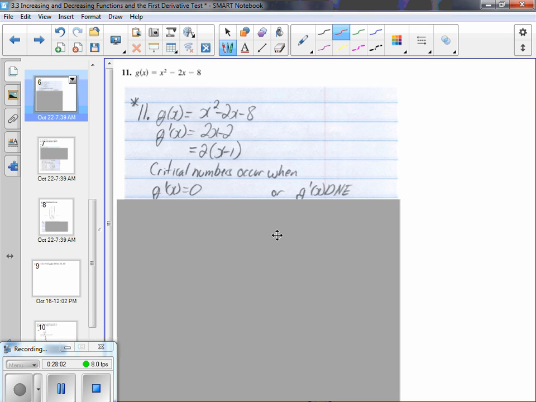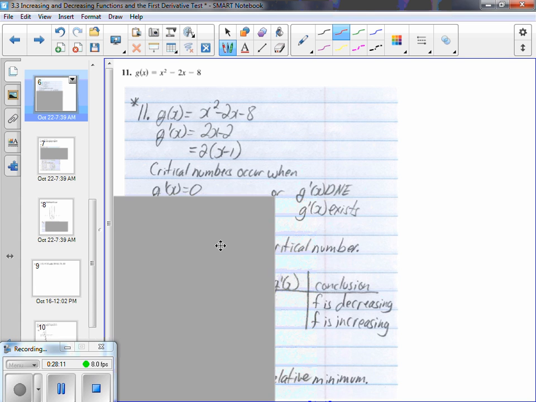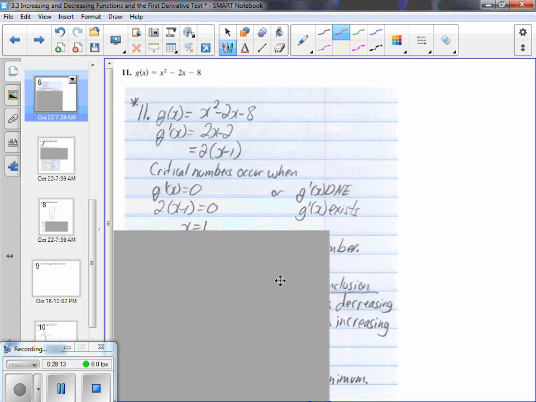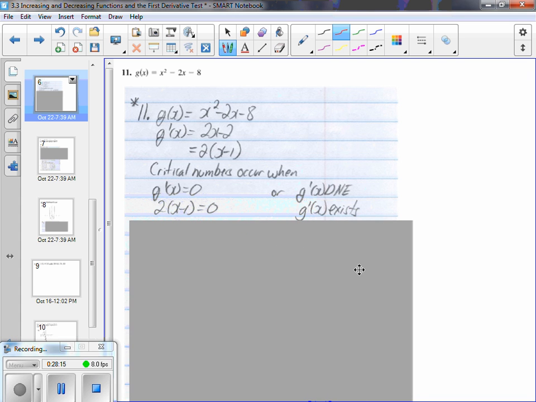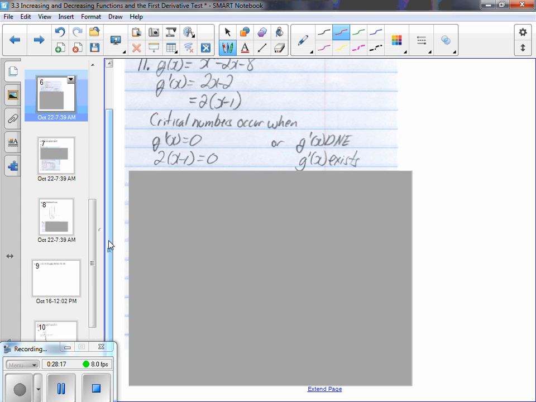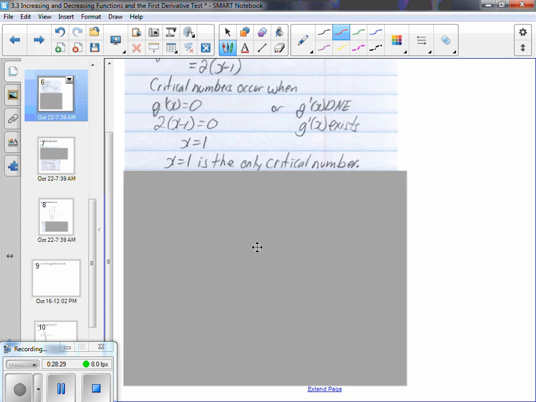Now look at our g prime of x. Is it ever going to not exist? It's a polynomial. It always exists. So you can go ahead and fill that part in. g prime of x exists. Now for the g prime of x equals 0 part, set the derivative equal to 0. And when you solve that, what does x equal? So that means that x equals 1 is the only critical number for this function.